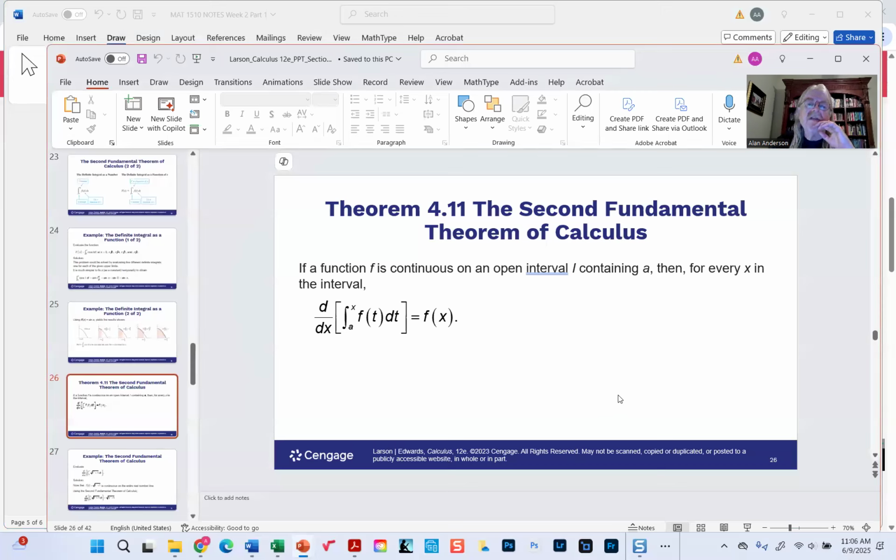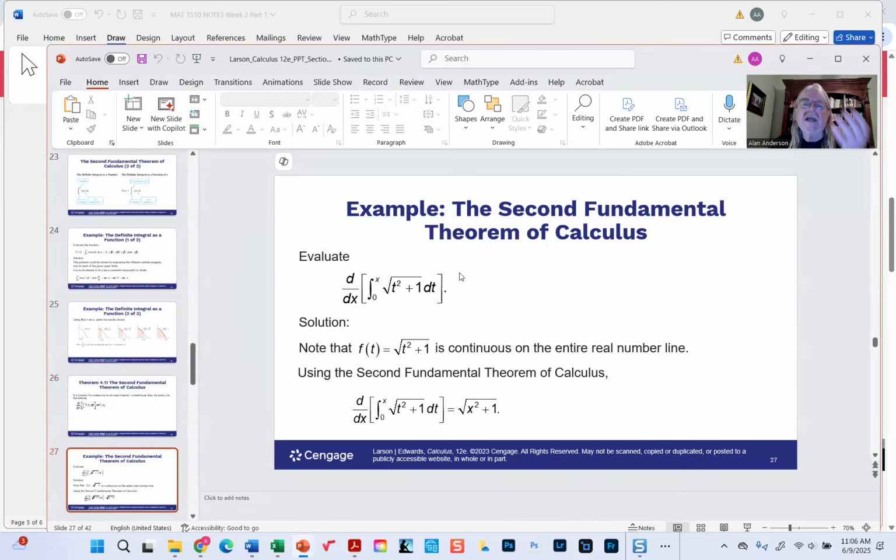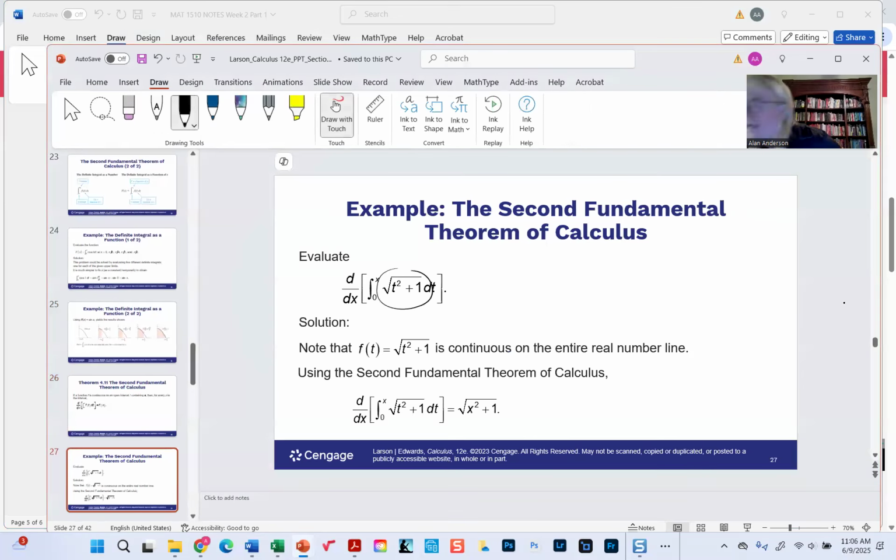And then what they're basically telling us is that, like you would expect, if I differentiate this expression with respect to x, it'll just bring me back to the original function because, again, integration and differentiation are inverses of each other. So if they asked you a question like this one, and you notice the t's are in there, the dummy variables, the derivative of that is simply this function, except evaluated at x.